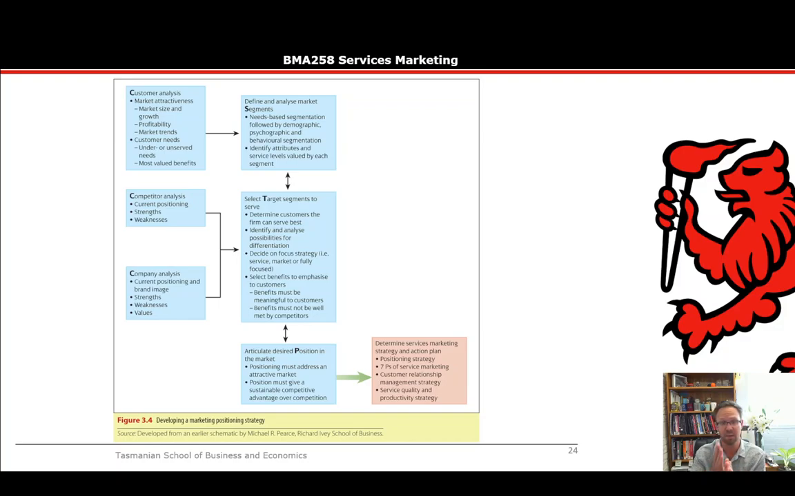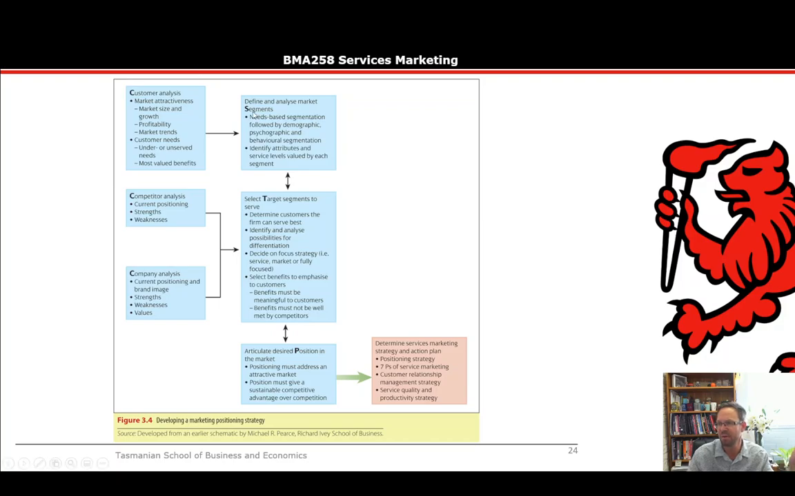So it might be differentiated in one way, but there might be meaningful differences that we haven't explored yet, we haven't actually communicated yet. And then decide on focus strategy, i.e. we're going to focus on a particular service, a particular segment within the market. Select the benefits to emphasise to the customers. Benefits must be meaningful to the customers, and benefits must not be well met by competitors. So they've got to be distinct and meaningful, but you've got to be able to hold that position as well. And that's why we talk about sustainable competitive advantage, because the harder it is to replicate that advantage in the marketplace, the more sustainable it becomes.